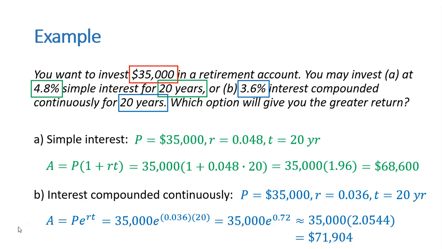So assuming this is an investment and all other things aside, all we care about is which one's going to give us the greater return, interest compounded continuously is going to be the better option. So even though the interest rate was lower, because we were compounding our interest, we were calculating it on the previous year's worth of interest, we actually made more money in the long run.